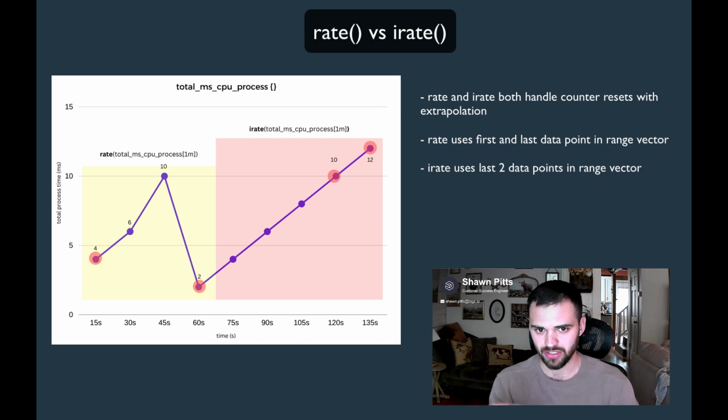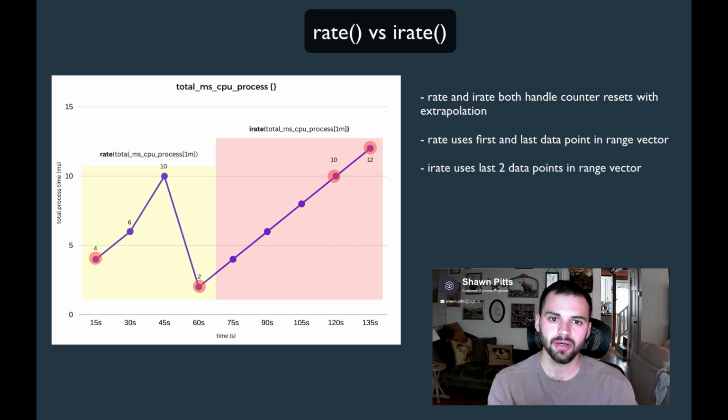Irate does something just a little bit different, where it will get the slope of only the last 2 data points. So if we had an irate window of 1 minute, it's not going to care about the first 3 data points we have here. It's only going to care about 10 and 12. So then it's going to calculate the rise over run of that single slope. So that's how irate works under the hood. It's just a little bit different from rate.